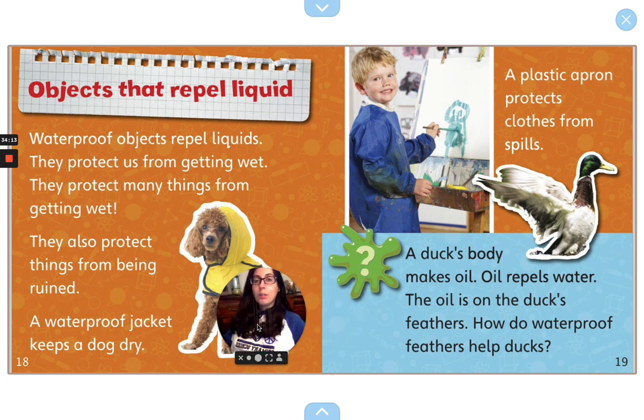Objects that repel liquid. Waterproof objects repel liquids. They protect us from getting wet. They protect many things from getting wet. They also protect things from being ruined. A waterproof rain jacket keeps a dog dry. A plastic apron protects clothes from spills.